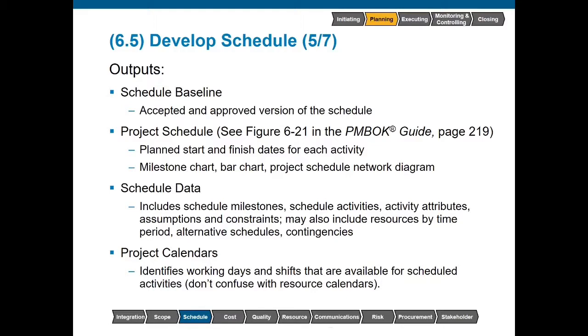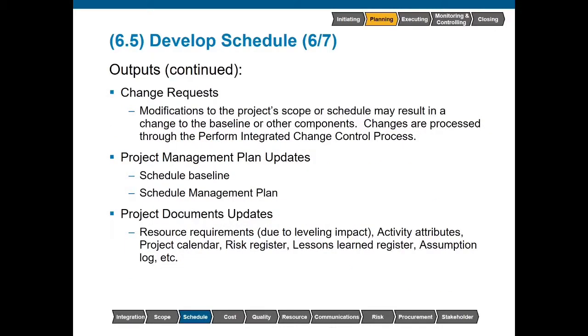Now, with the alternative schedules and contingencies, we will discuss this further as part of the plan risk response process, where we will actually discuss building contingency plans and how we would implement them. Some more outputs from this process could include change requests. Modifications to the project scope or schedule may result in a change to the baseline or other components.